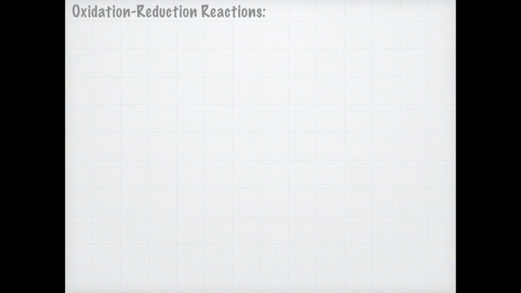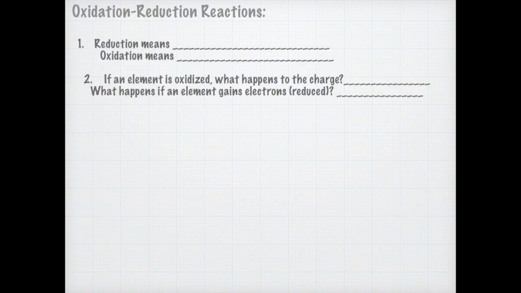Another name for single replacement reactions is oxidation-reduction reactions. So what exactly are those? Well, reduction means the gain of electrons, while oxidation is the loss of electrons. An easy way of remembering that is OIL RIG.